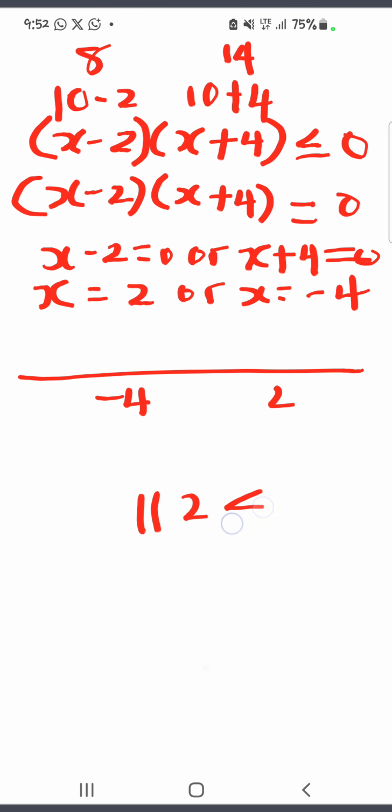Is 112 less than or equal to 0? No. It is bigger than 0. It is greater than 0, not less than. So that means any number that is greater than 2 cannot work for the inequality. Do you understand?